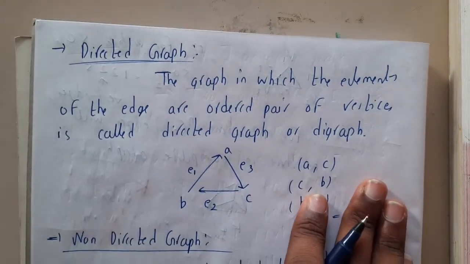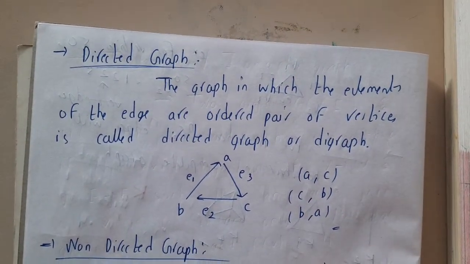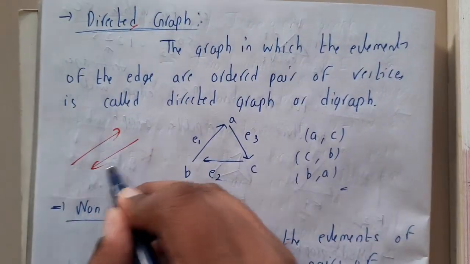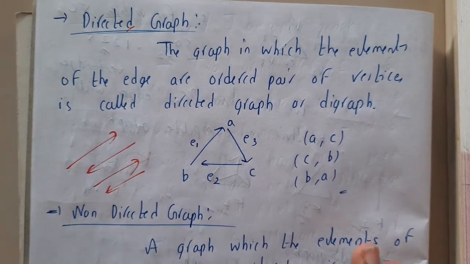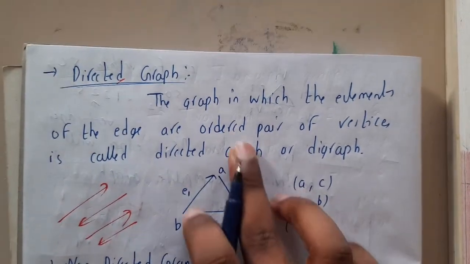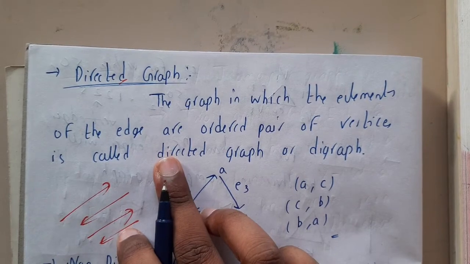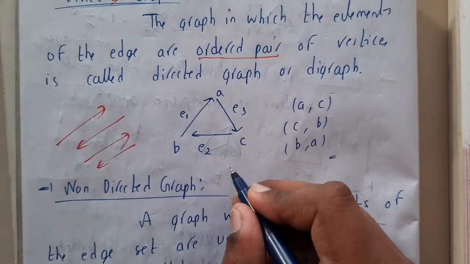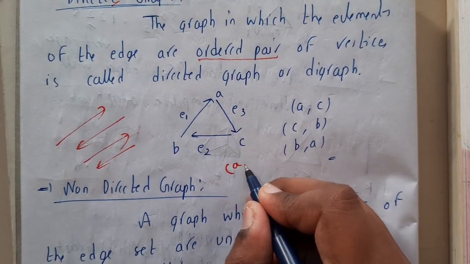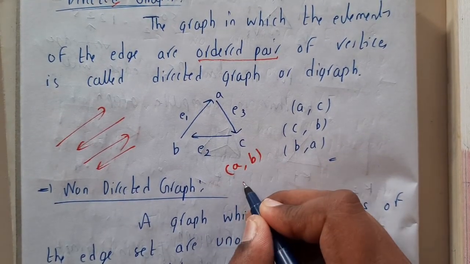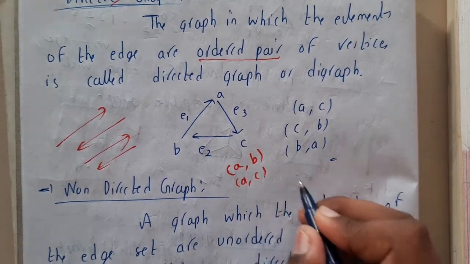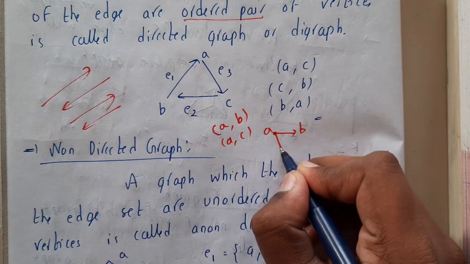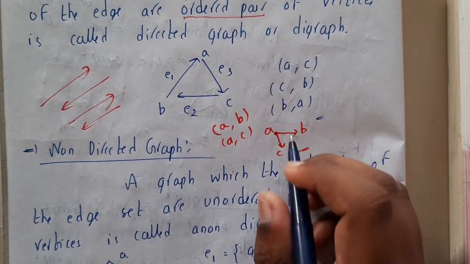So now let us go through directed graph. From the name itself you can say directed. There is a particular direction for a particular edge. That's it, simple, right? The graph in which the elements of the edges are ordered pairs. Remember this, guys. Whenever in a question they give A comma B and A comma C, they are indirectly saying that this is a directed graph from A to B and A to C. In this way it will work.